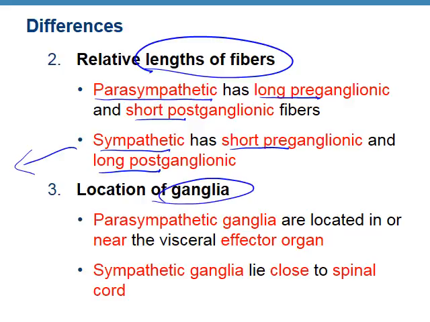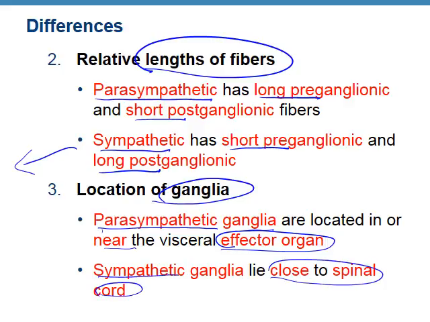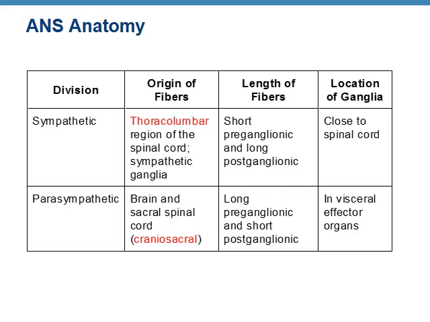Also the location of the ganglia. If we're talking about the parasympathetic ganglia, these are located near the organs. And if you look at the sympathetic, they're closer to the spinal cord. Here's a nice figure for you to reference, but I think the figure on the next page makes it a little bit more clear.